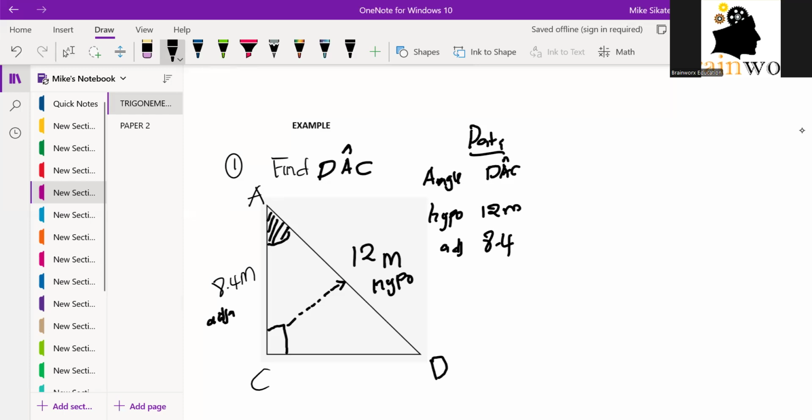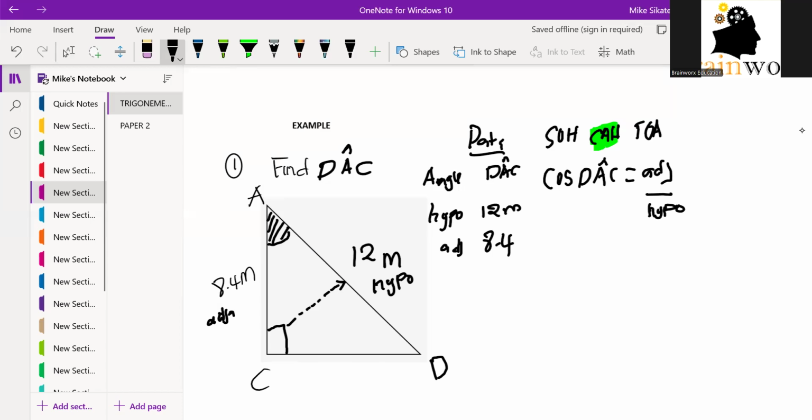So we now have to see which type of trigonometric ratio we can use in relation to this angle. We'll say SOH CAH TOA, and of course you can easily see that the trigonometric ratio which has the adjacent side and the hypotenuse will be cosine. So we're going to say cosine of the angle DAC is equivalent to the adjacent over the hypotenuse.